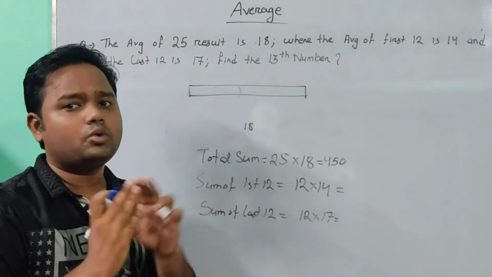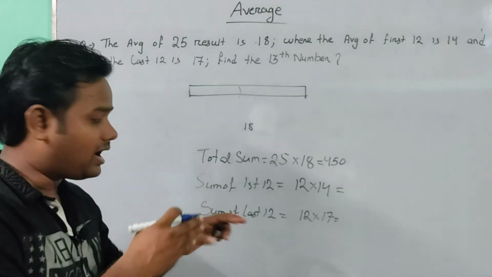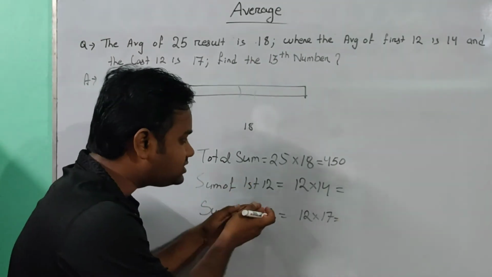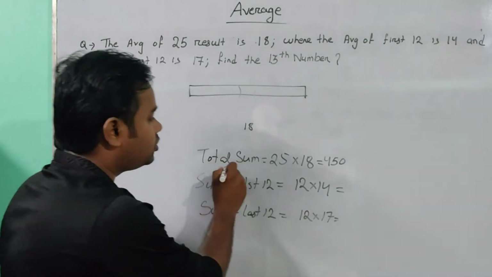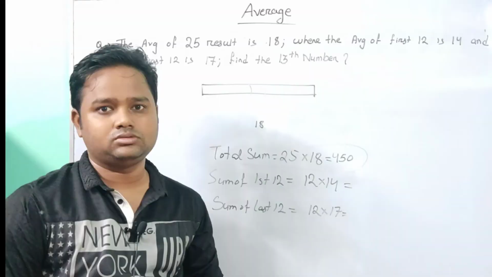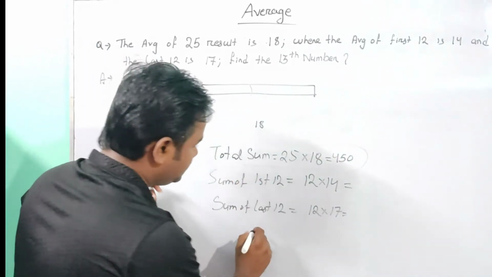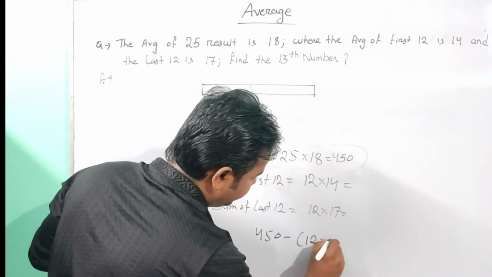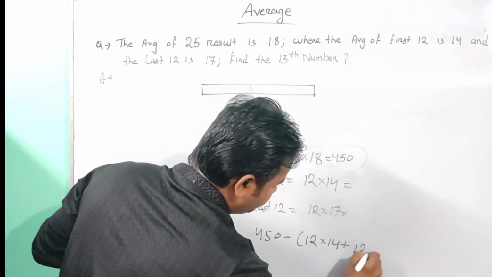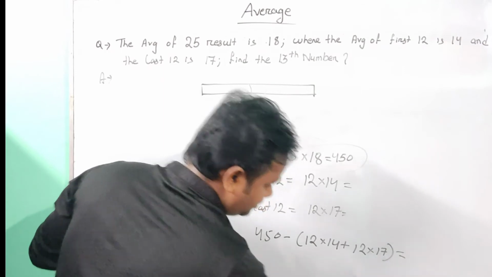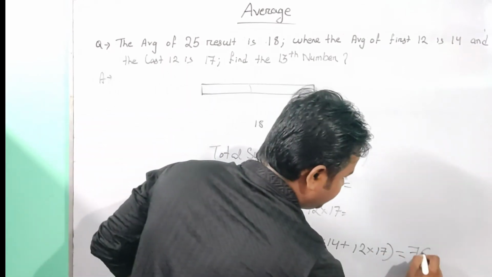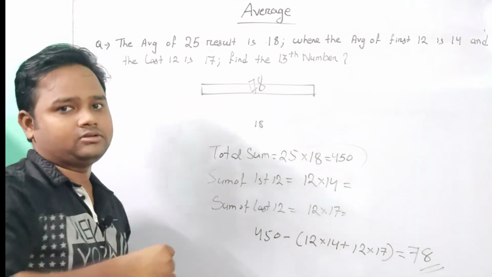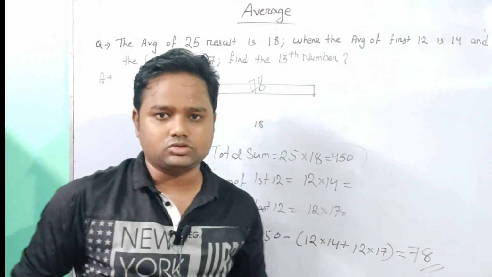Here the 13th number we can get by adding the first 12 and last 12, and subtracting that from the total sum of the 25 numbers. So the 13th number will be 450 minus (12 into 14 plus 12 into 17), which is equal to 78. So the 13th number is 78. Now let's go for the next question.